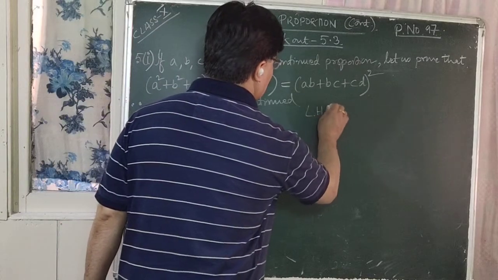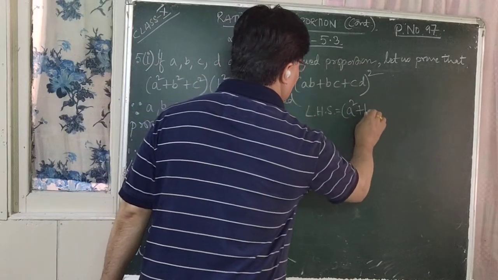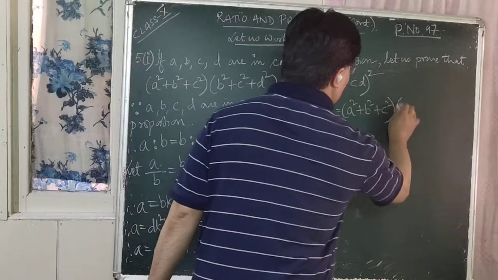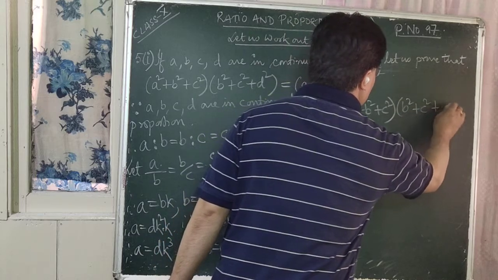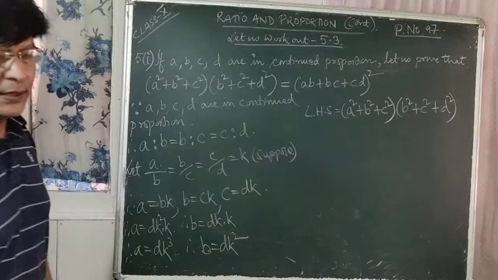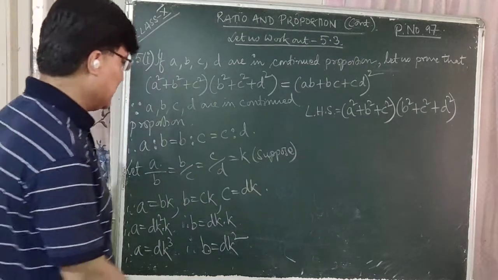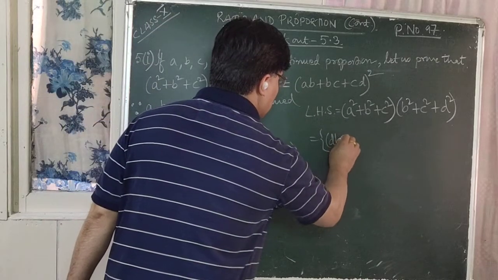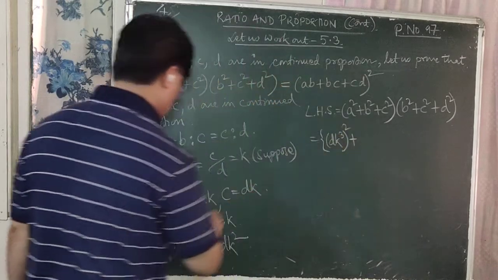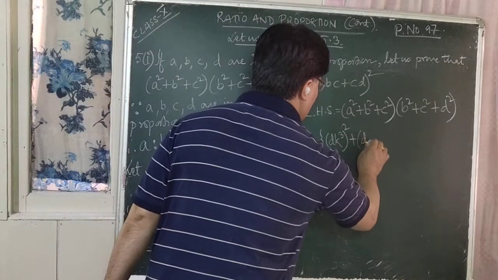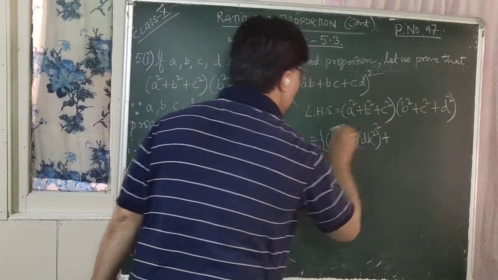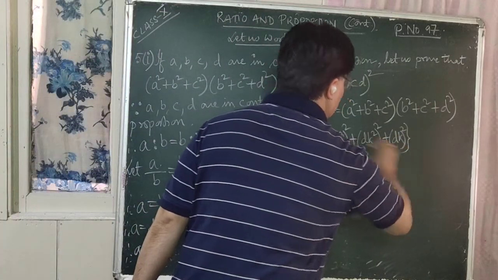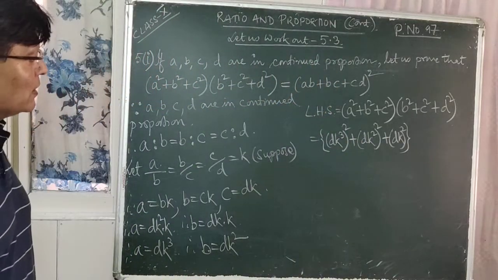So what is LHS here? It is (A square plus B square plus C square) into (B square plus C square plus D square). Now we can put the values for A, B and C. What is A? DK cube whole square, plus what is B whole square? DK square whole square, plus what is C whole square? It is DK whole square. Second bracket is closed. Is that clear?